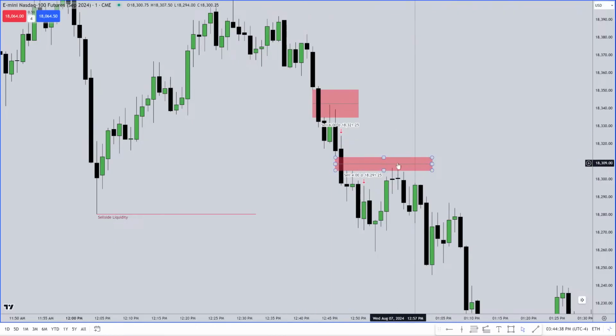And what is it doing there? Is it touching the consequent encroachment before it makes the swing high here? Nope. So what does that tell me? It signals to me, just sit back and relax. Don't do anything. Just relax. Move your stop to your first entry, minus 2 ticks, and just relax. And now we go into 1 o'clock.